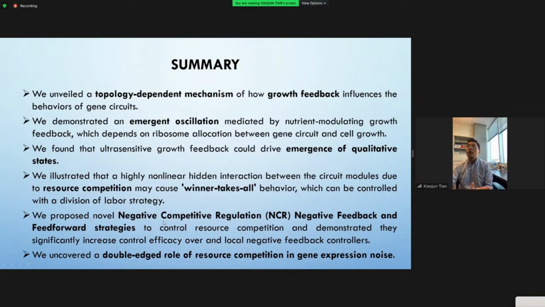And we proposed negative regulation, and negative feedback controllers and feedforward controllers that could be better than a local controller and a global controller. We found a double-edged role of the resource condition in gene expression and noise.